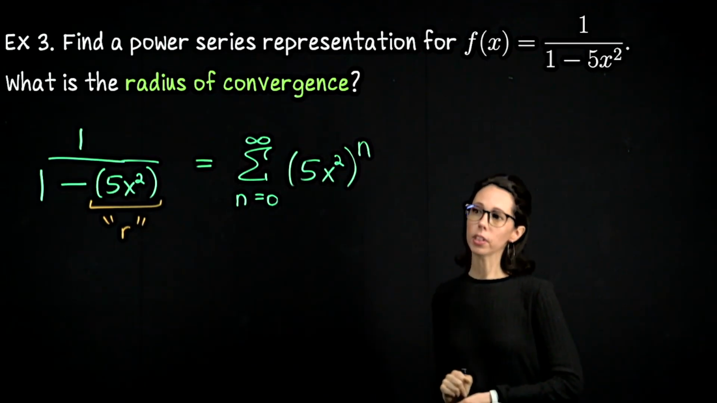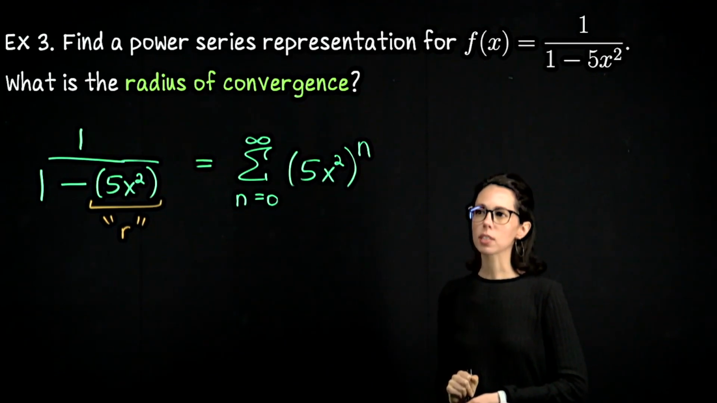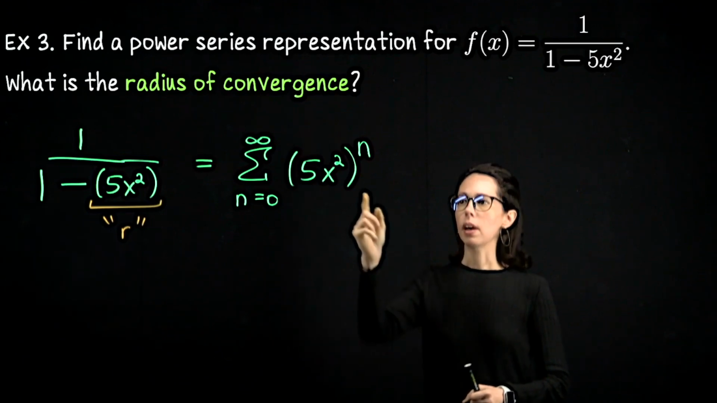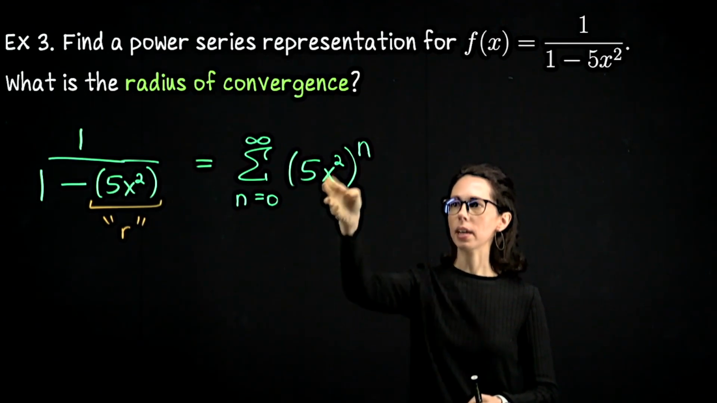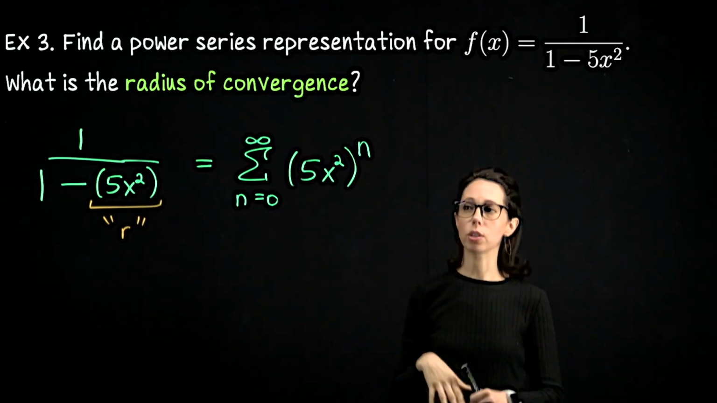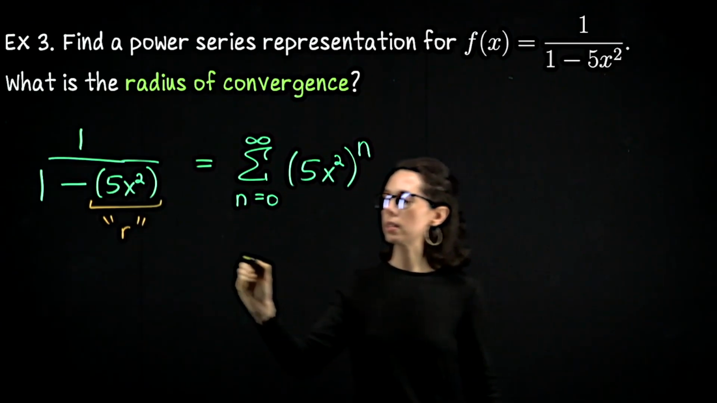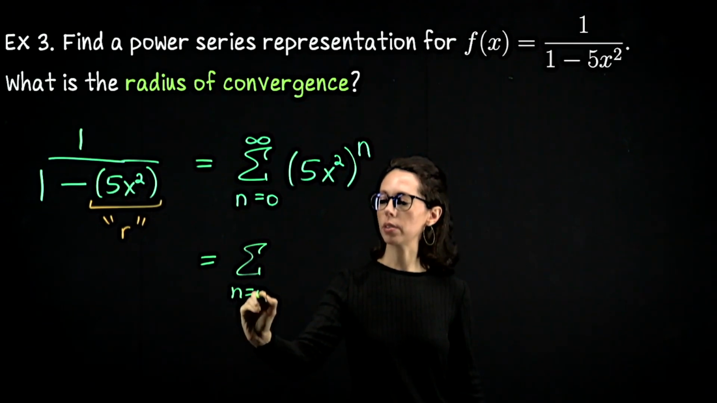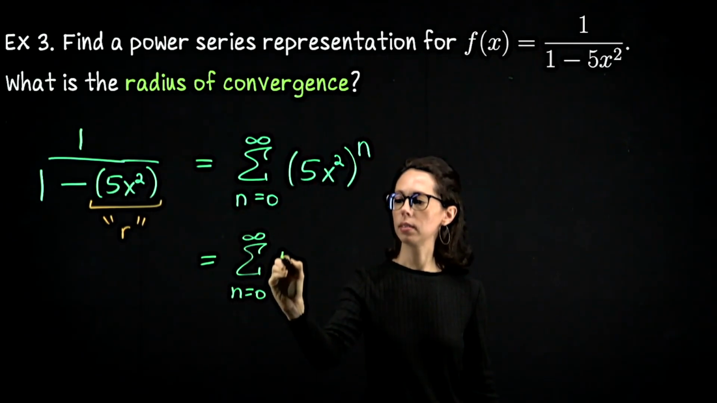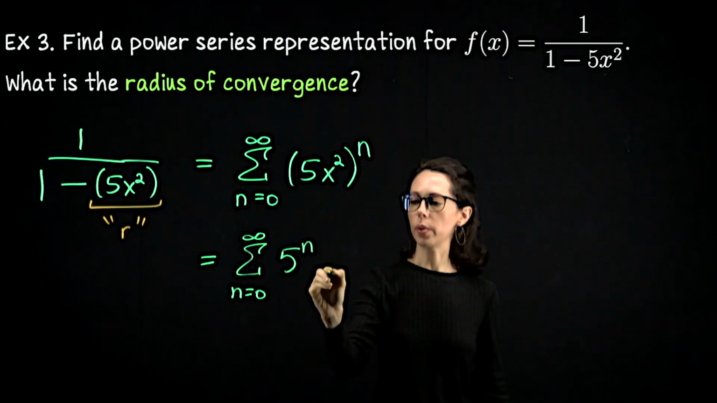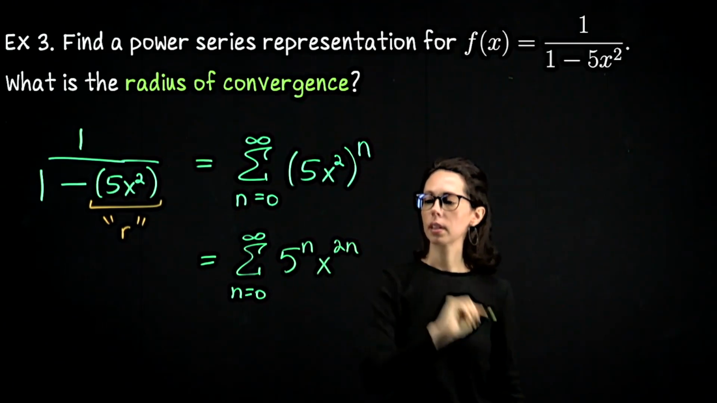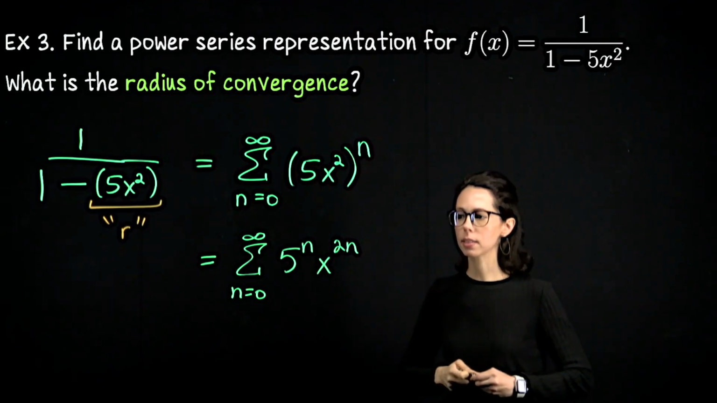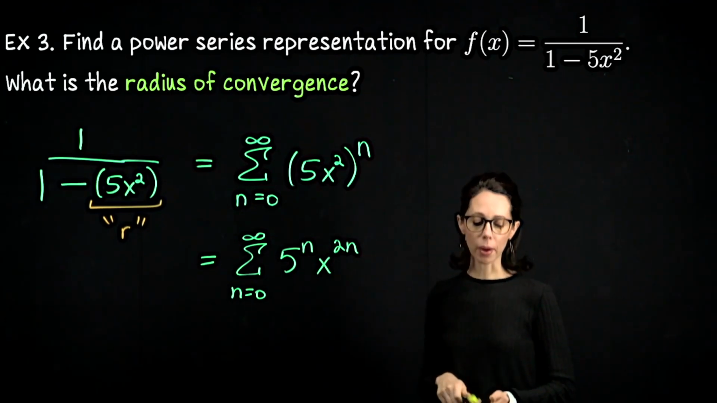That is the first step. Now, just like before, let's try to make it look a little better. We can do 5 to the n times x squared to the n. That's going to be x to the 2n. So this, in its final form, should be the series going from n equals 0 to infinity, 5 to the n, x to the 2n. So if we expand this out, we will only see even powers of the independent variable x. Okay, that's a power series representation.